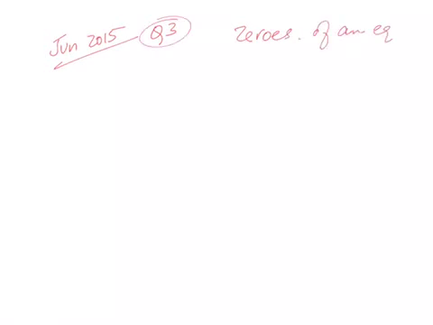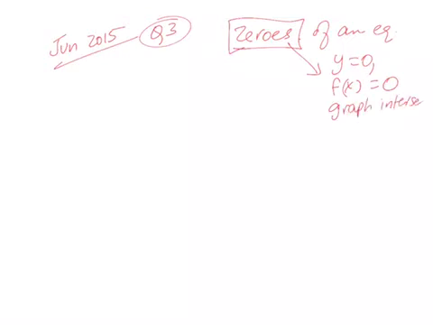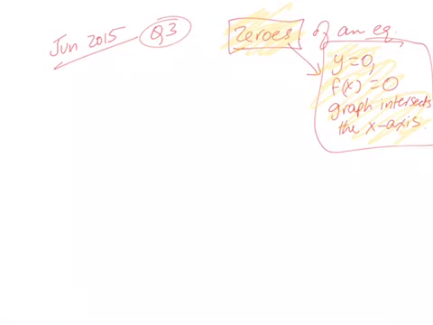All right, so June 2015, question 3. What are the zeros of an equation? So basically the zeros of an equation are where either y is 0, f(x) is 0, or where the graph intersects or cuts the x-axis. Okay, some important pieces of information that you need to know. Whenever they ask you, hey, find the zeros, this is what we are working on. So either we take y as 0, or we take f(x) as 0, or we intersect the graph at the x-axis.